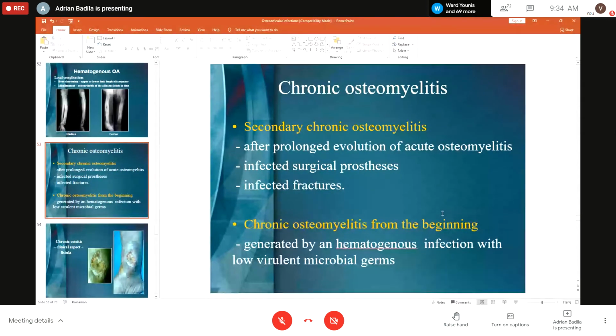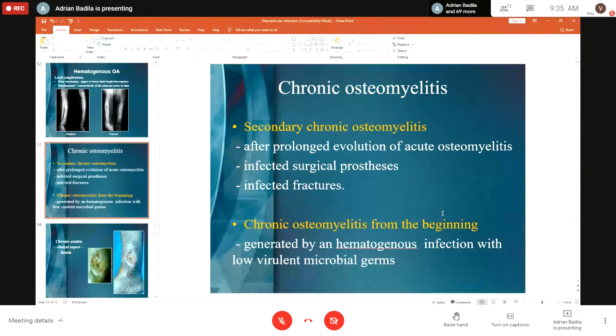Till now, we spoke about acute osteomyelitis. The second topic for today is chronic osteomyelitis. As we already saw in the first classification, this can be a secondary chronic osteomyelitis if it appears after a prolonged evolution of acute osteomyelitis without proper treatment. It can appear after infected surgical prosthesis, infected fractures, or infected metallic implants.